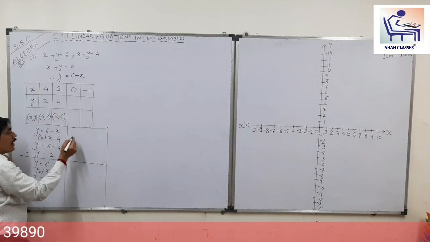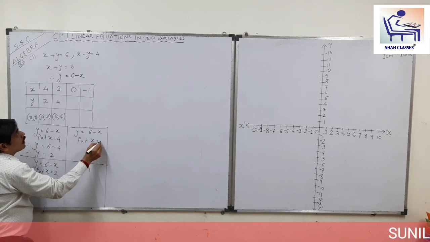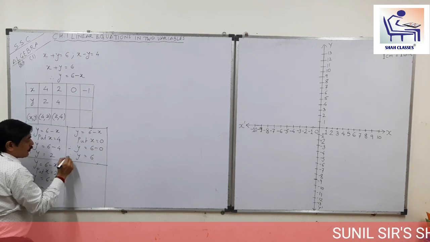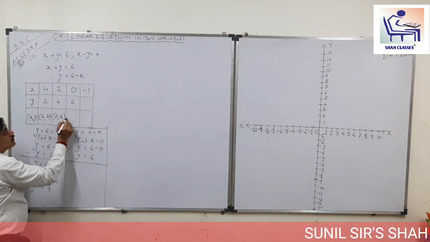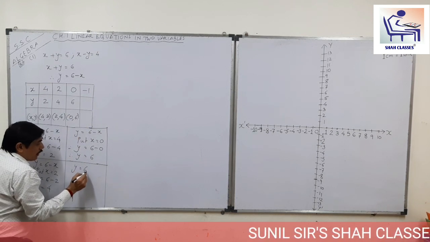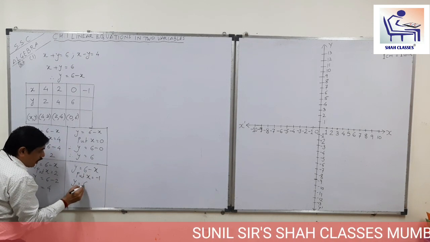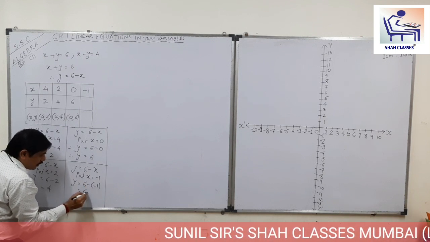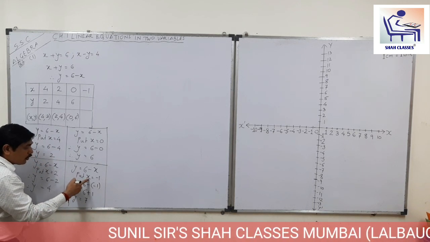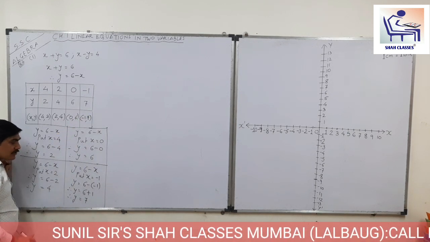Now we'll move towards the third value. y is equal to 6 minus x. Put x is equal to 0. Therefore y is equal to 6 minus 0. So y is equal to 6. So here now 0 and 6. Once again, for the fourth value of x, put x is equal to minus 1. So y is equal to 6 minus minus 1. So 6 plus 1, we got the value of y as 7 when we take x as minus 1. So here we got minus 1, 7.